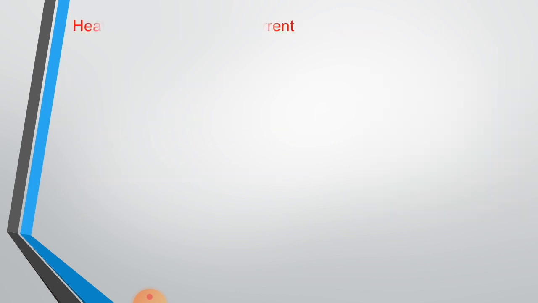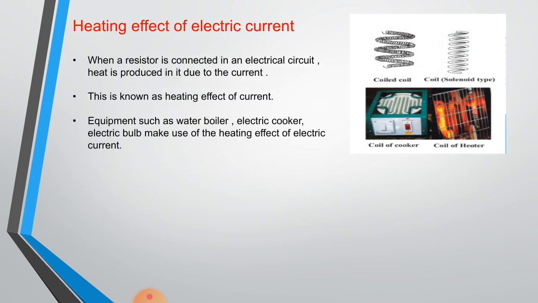Next we have learned about the heating effect of electric current, which is a very interesting topic. When a resistor is connected in an electrical circuit, heat is produced in it due to current. When current is there, heat is also produced. So this is called the heating effect of current. You all know that equipment such as water boiler, electric cooker, electric bulb make use of the heating effect of electric current.